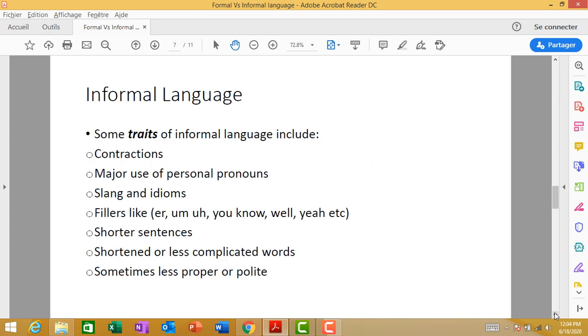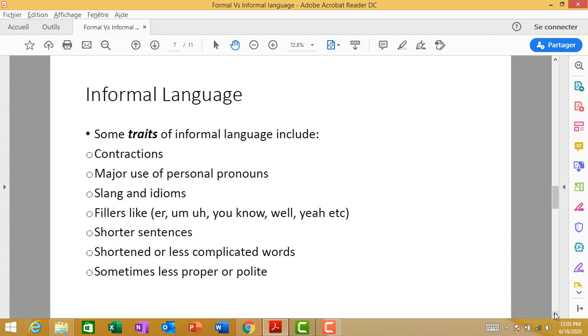Some traits of informal language include contractions. For example, if I wanted to be formal, I couldn't say "I didn't do it." "Didn't" is a contraction. You can do that when you're using informal language, but when you're using formal language, you can't. Instead of saying "I didn't do it," I would have said "I did not."